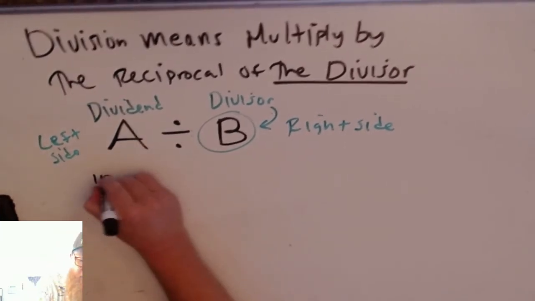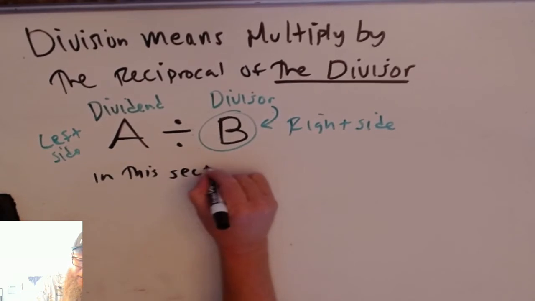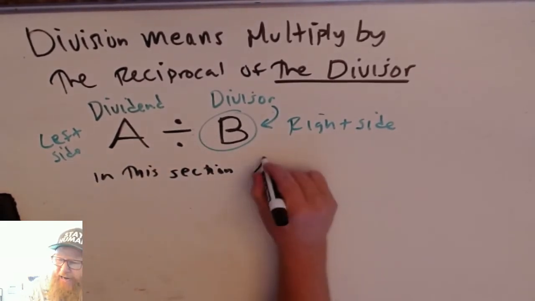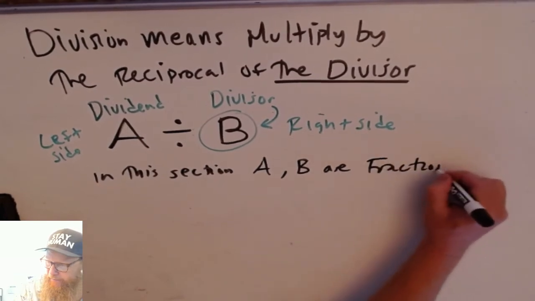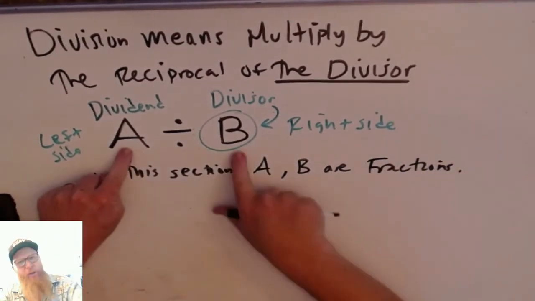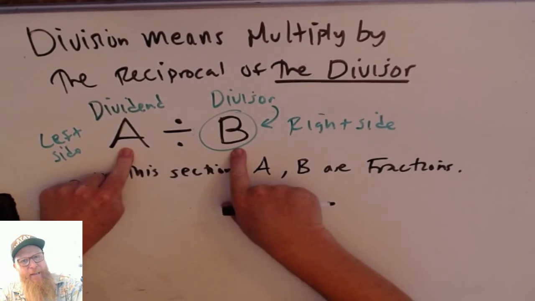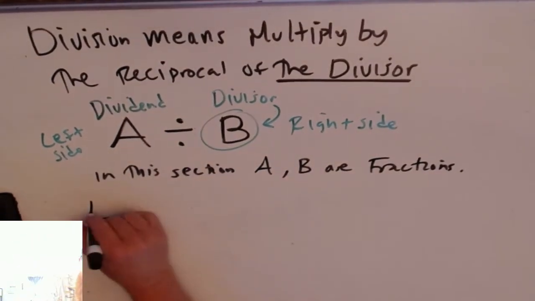In this section, in fact, in this entire chapter, A and B are fractions. I know they don't look like fractions right now the way I've written them, but they are going to be fractions.